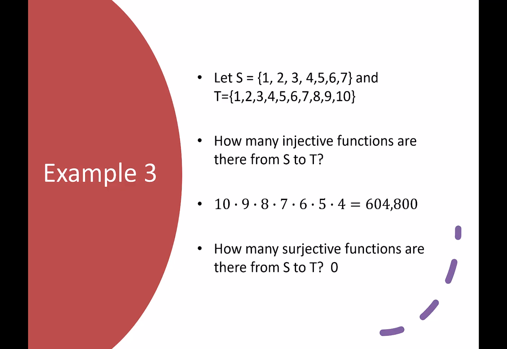When we look at how many surjective functions go from S to T, the answer is 0. Because S is smaller than T, there's no way to use all of the elements in the codomain.